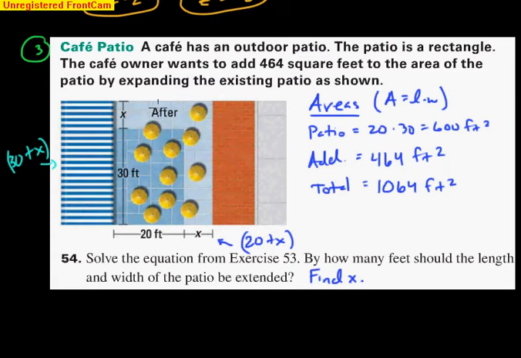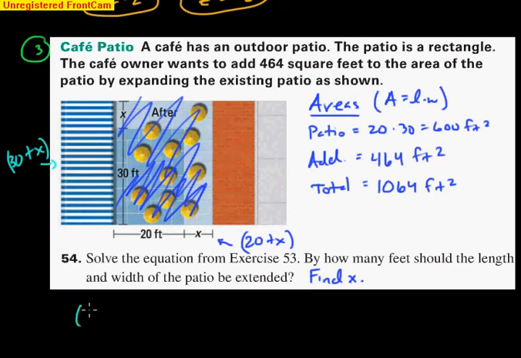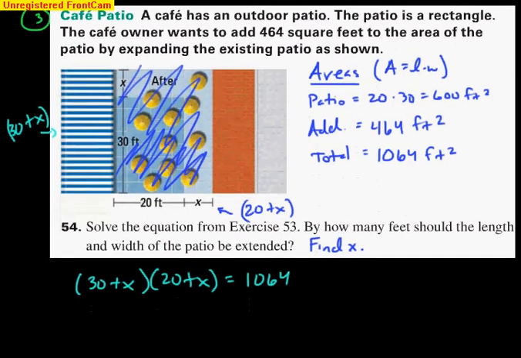So these dimensions cover this space right here, all of that. 30 plus x and 20 plus x. Those are the two dimensions I'll multiply to get this total area. So to do this problem, we will do 30 plus x times 20 plus x equals the entire area of 1064. And we're looking for x.